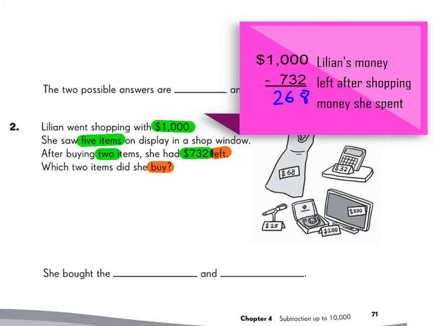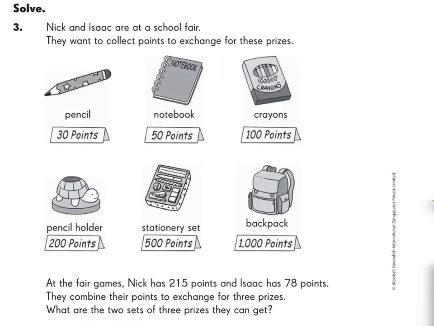Okay, so here's the answer. She bought the jewelry and the dress. Okay, I hope you got that right. Let's go on to the next one. So we're going to take a look at question number 3.